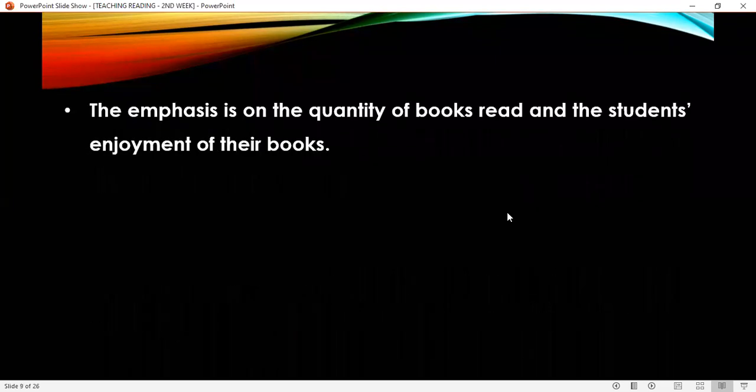Then, the emphasis on this kind of reading is on the quantity of books read and the students' enjoyment of their books. So how many books they can read, all right? And also if they enjoy reading these books or these texts, all right? So this is the emphasis on this kind of reading, on the extensive one.